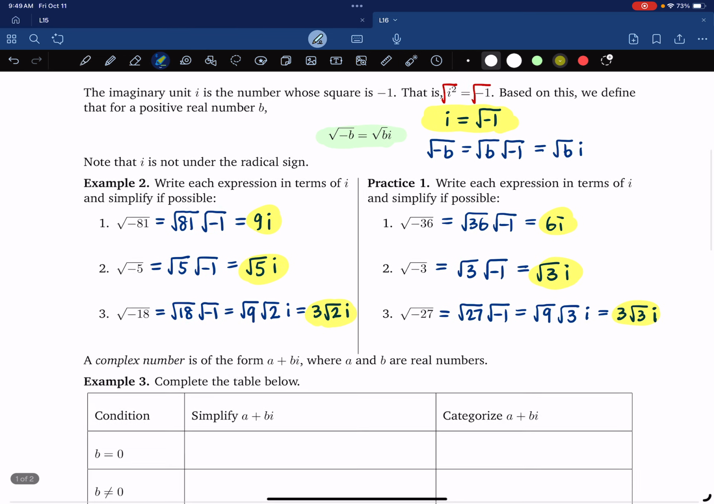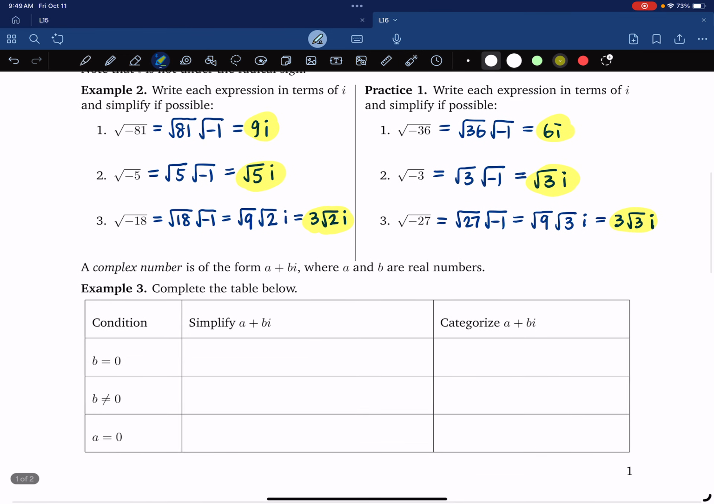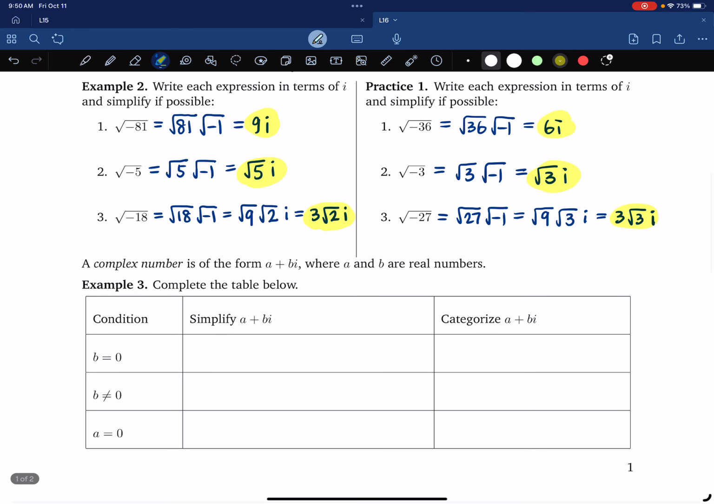Okay, and then we have a little sentence right here, which is very easy to be ignored. It says, a complex number is of the form a plus bi, where a and b are real numbers. Let's highlight this piece, right? Which is the a plus bi. A plus bi is the form of a complex number. And then there are different situations of this expression, which is summarized in example 3. So let's take a look at this.